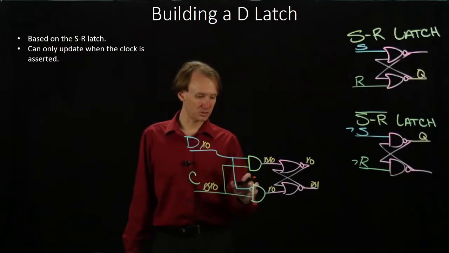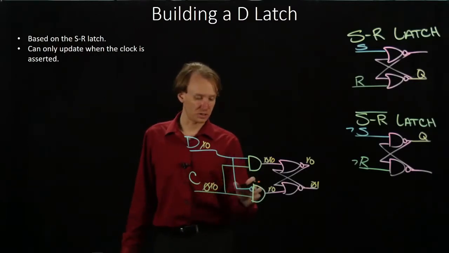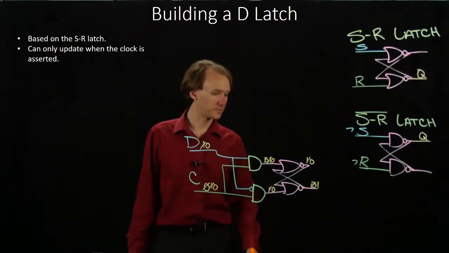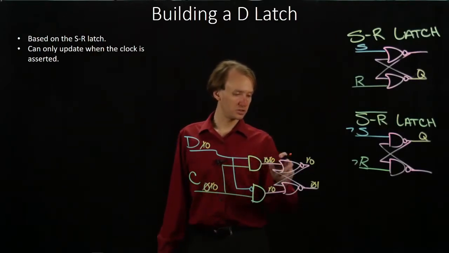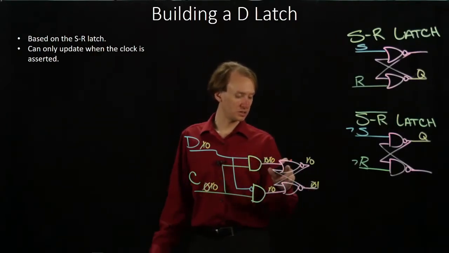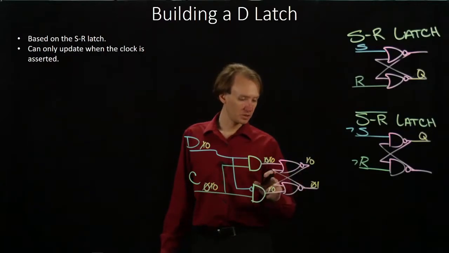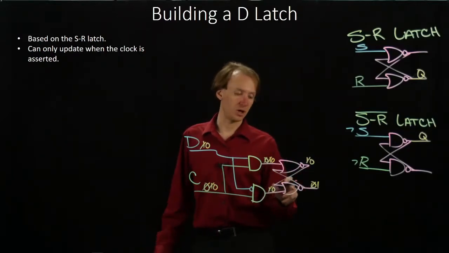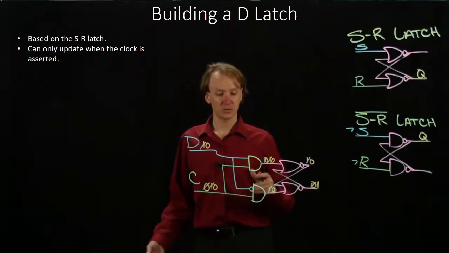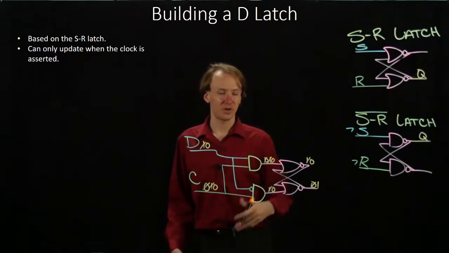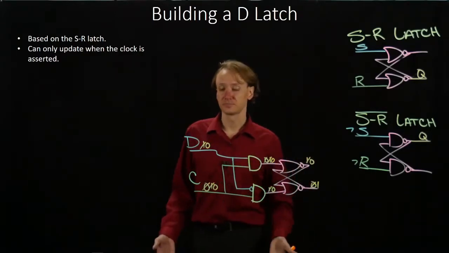Down here I've got not 0, which is 1. 1 and 0 still gives me 0. So 0 or 1 is 1, not 1 is 0. 0 or 0 is 0, not 0 is 1. So we changed what was coming out of the top AND gate, but it didn't affect the SR latch.